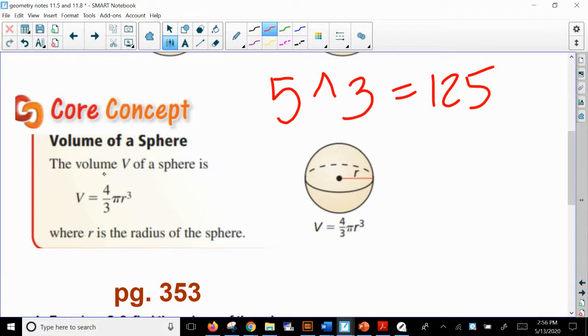Also, the fraction 4/3, please do not make it a decimal. Use the fraction. Just type 4/3 or 4 divided by 3. But do not change it to 1.33. Don't do that, or your decimal is going to be off.